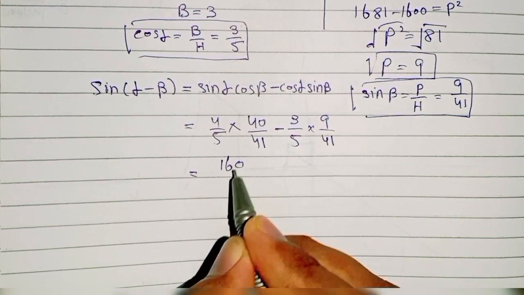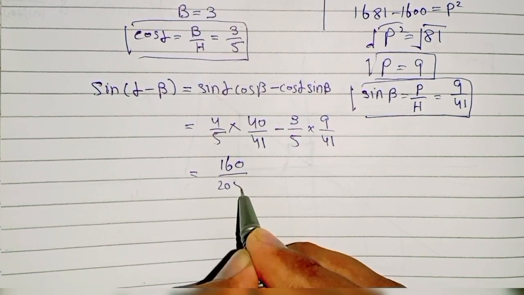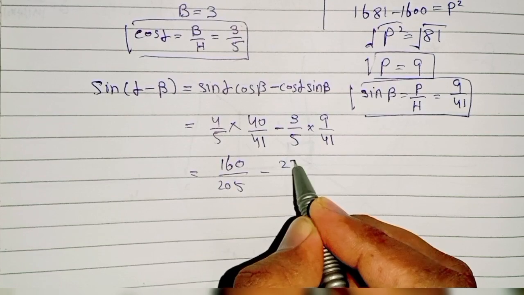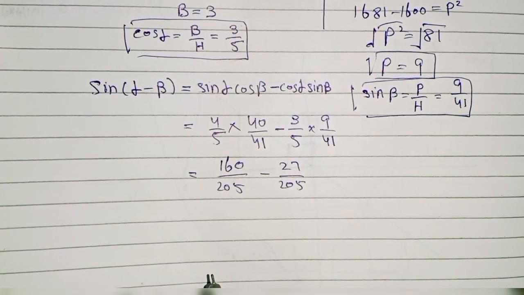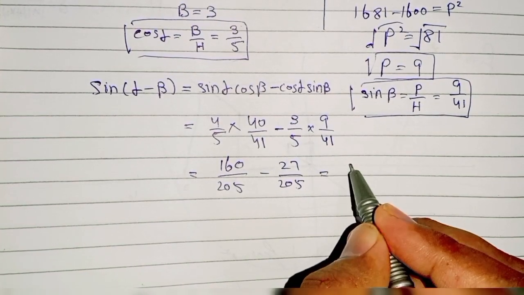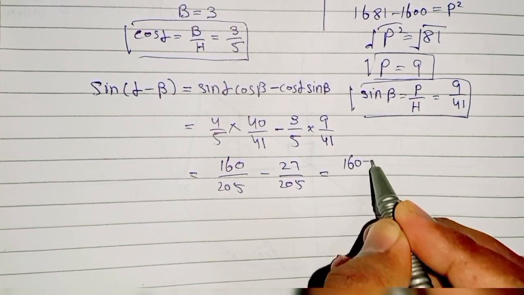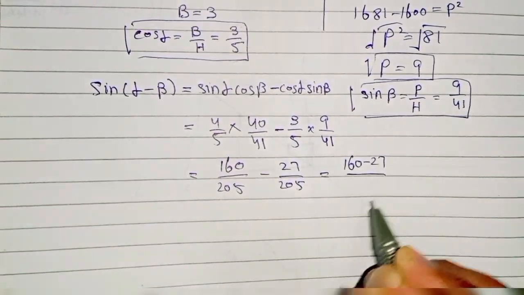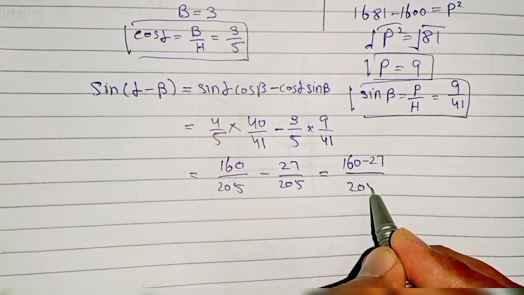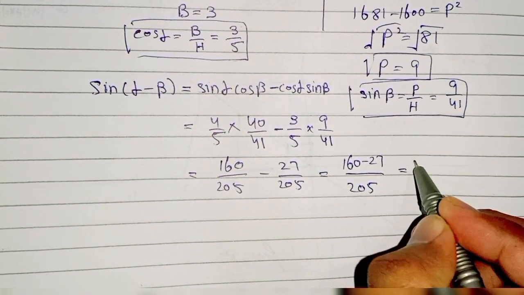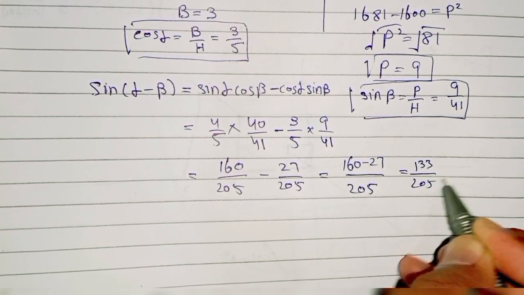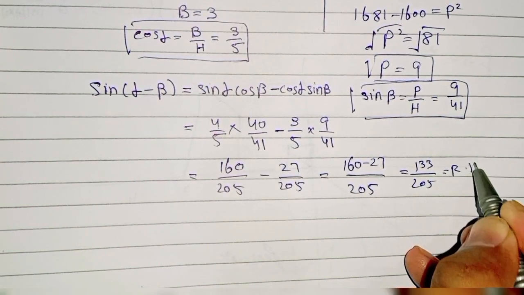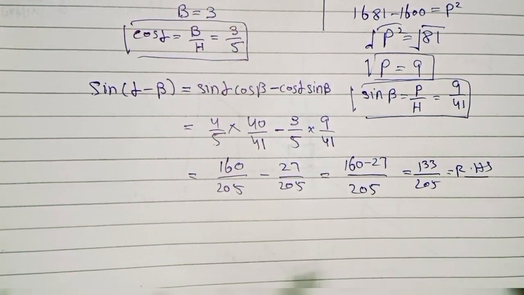Which is equal to 160 over 205 minus 27 over 205. Taking LCM as 205, 160 minus 27 over 205, which is equal to 133 over 205, which is the right hand side, as required.